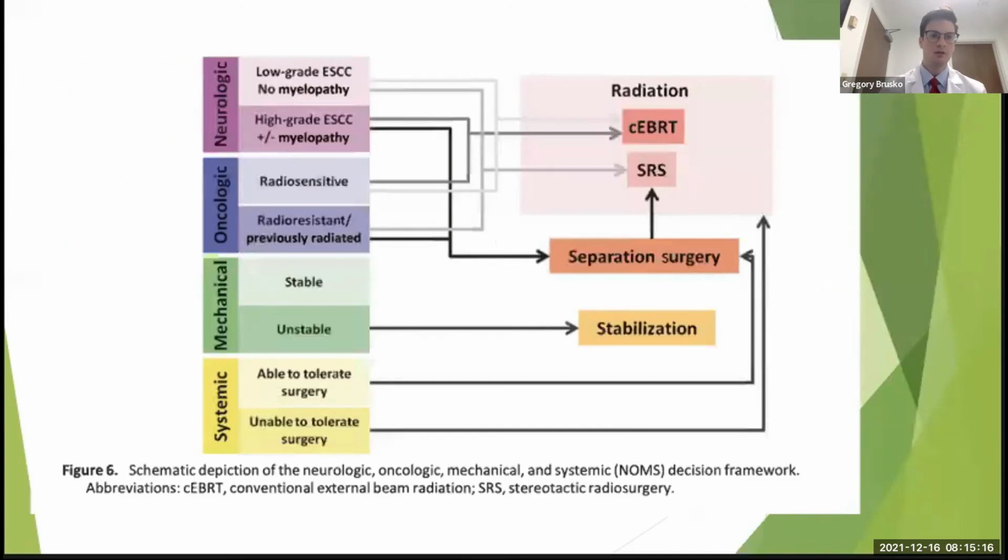And so here is the flow chart from the NOMS criteria that nicely organizes everything: neurologic, oncologic, mechanical, and systemic. Of course, if a patient is unable to tolerate surgery, we're not going to put them through surgery. They'll go to radiation. Or conversely, if the patient has an unstable fracture independent of any of these other factors, they automatically should get stabilization.